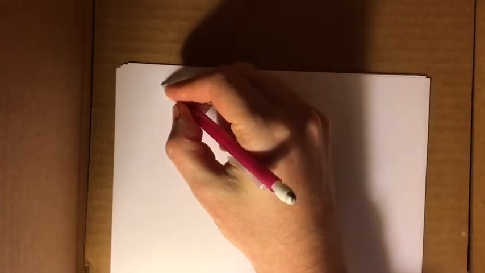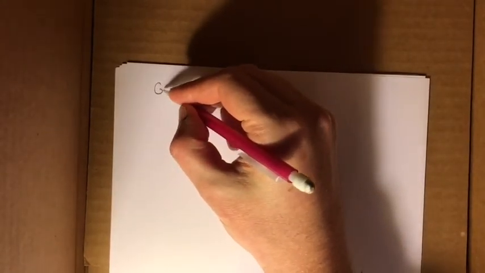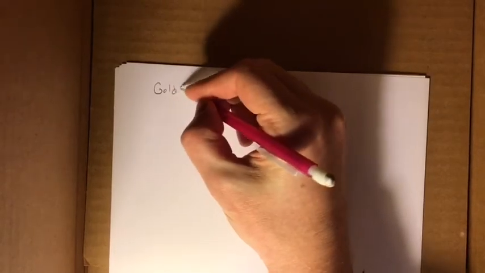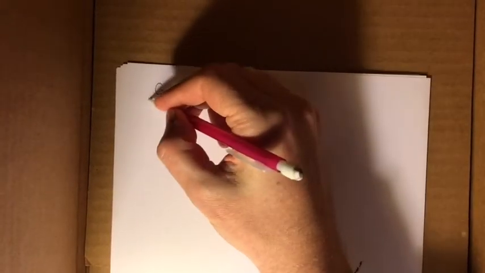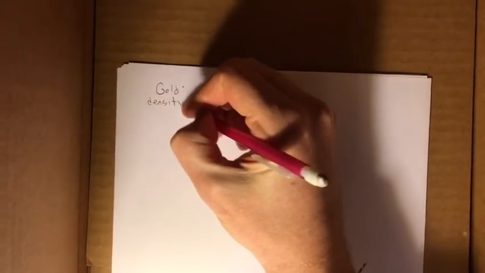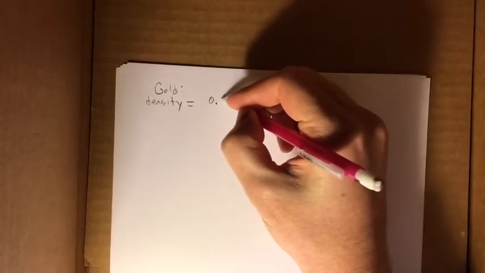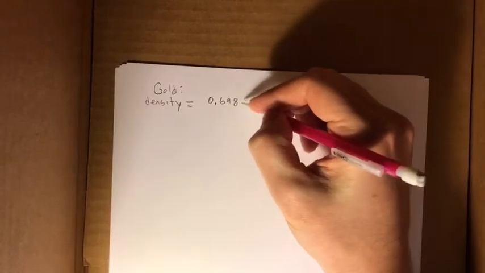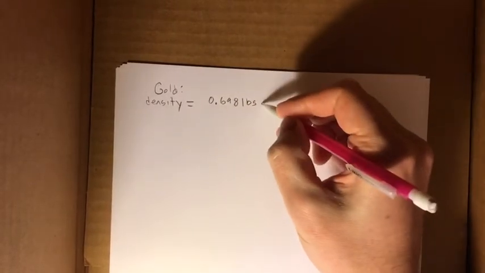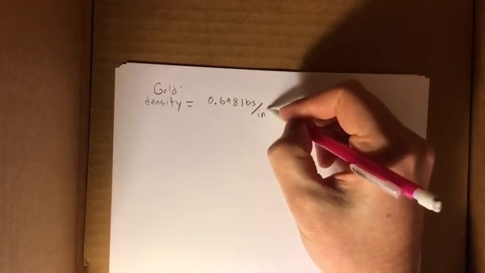Well, gold, the density is equal to, it's about 0.698 pounds per square inch.